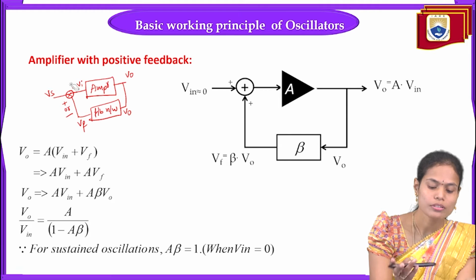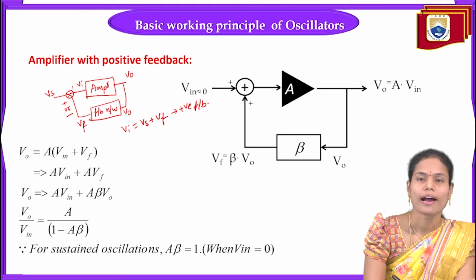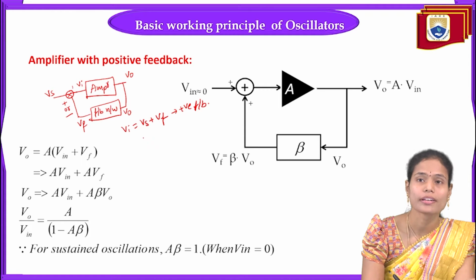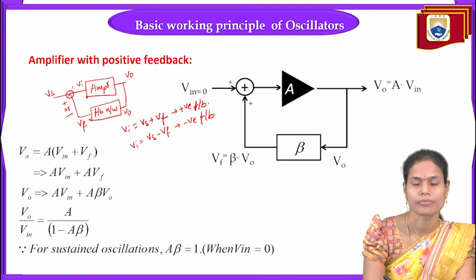If we use positive feedback, the value of Vi is equal to Vs plus Vf. And if we apply negative feedback, in that case our input signal is the difference of the source voltage and the feedback voltage. About negative feedback we already discussed. When we provide negative feedback to the amplifier circuit, it becomes the feedback amplifier.